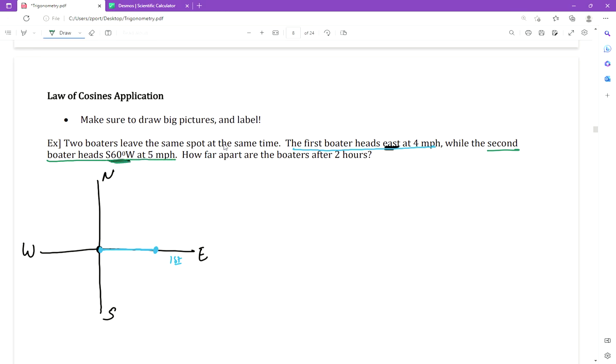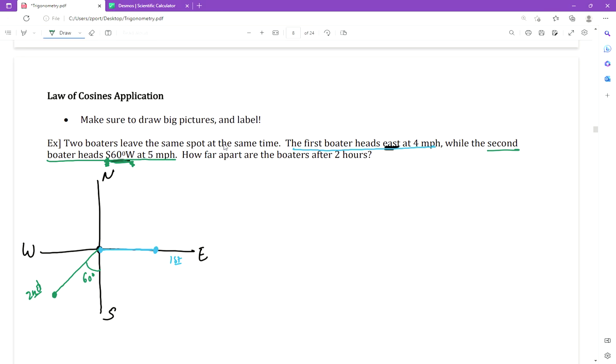The second boater heads south 60 degrees west at 5 miles per hour. Okay, so compass directions tell you start on this letter. So start on S, south, then go 60 degrees toward that letter, west. So that looks like it's 60 degrees. And then we'll draw in some length. That looks good too. Okay, so that's the second boater in the green.